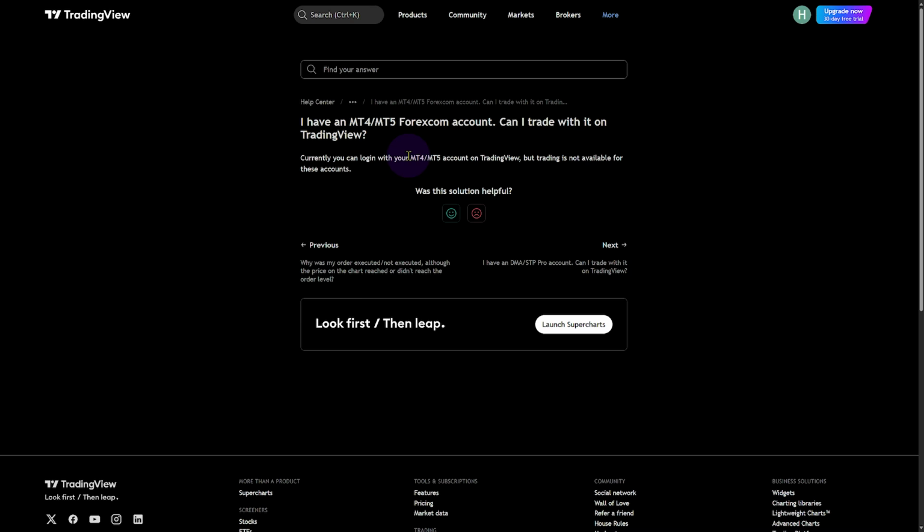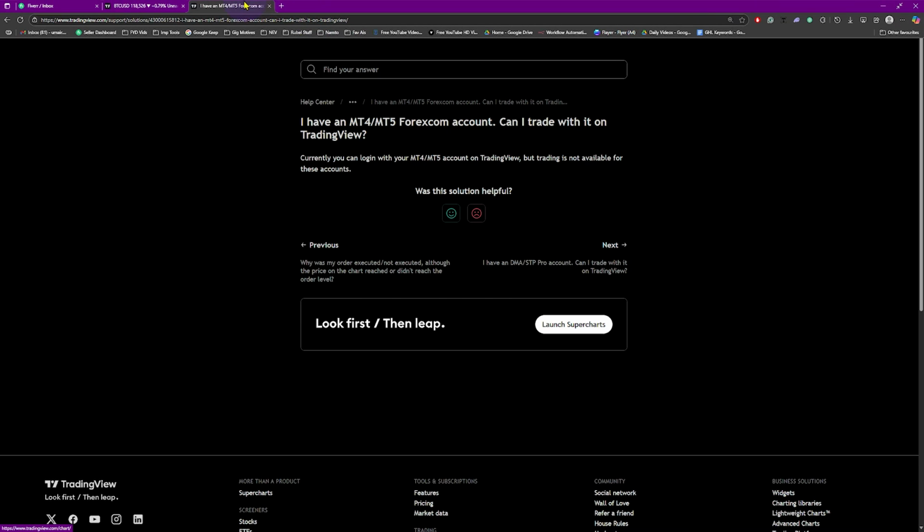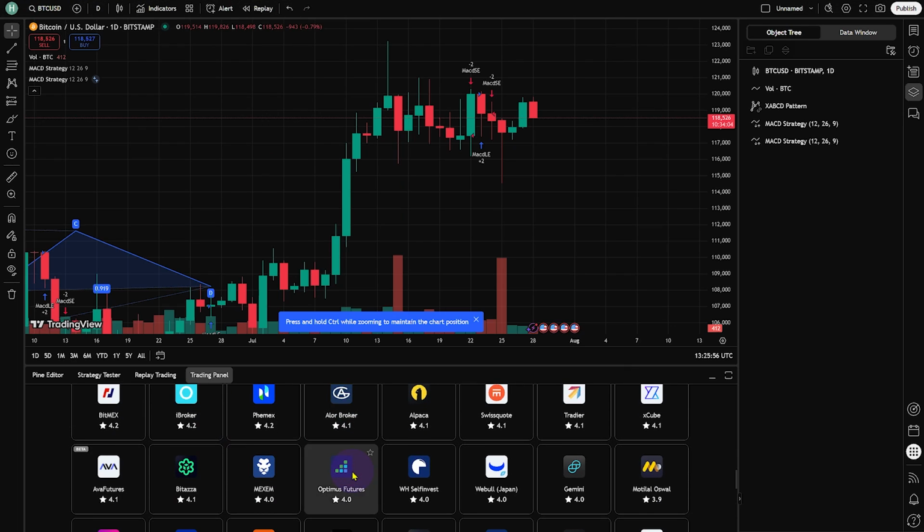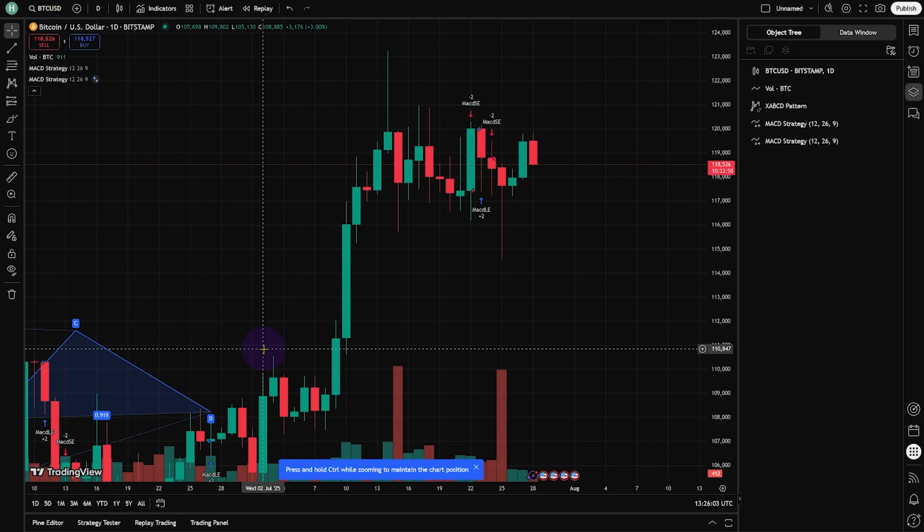So connecting is really simple. What you need to do is simply head over to your trade panel. You can see we have all of the brokers in here. You can find your MT5 and stuff like that over here as well, and simply incorporate it with your TradingView. So it is good for analysis and everything, but yeah, make sure to remember you cannot trade with that.